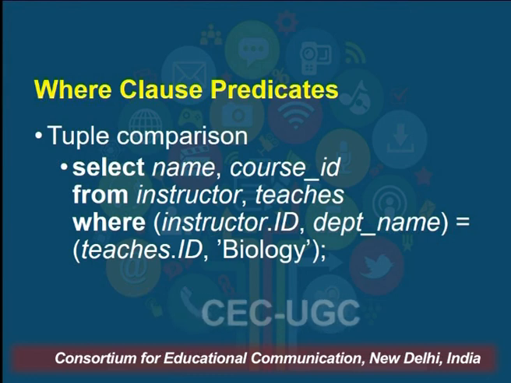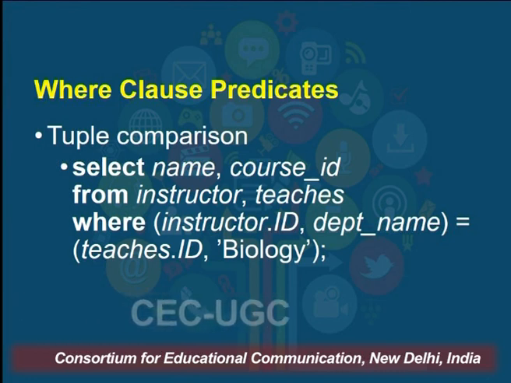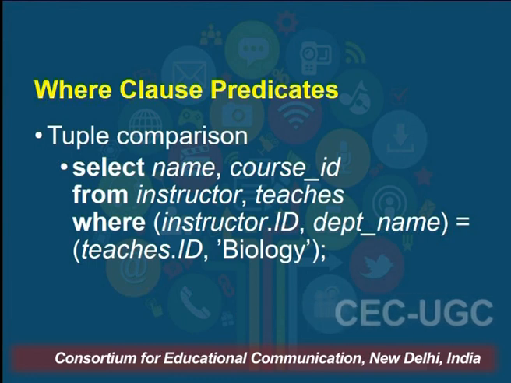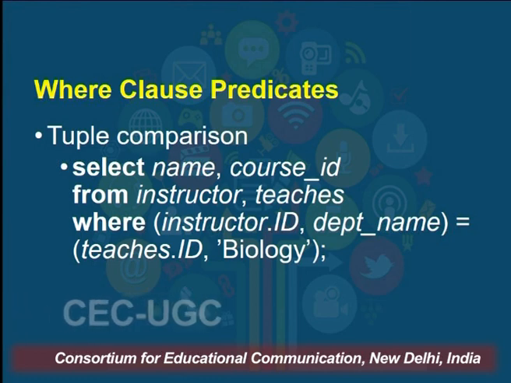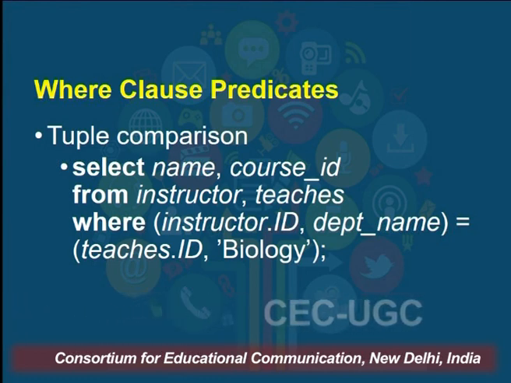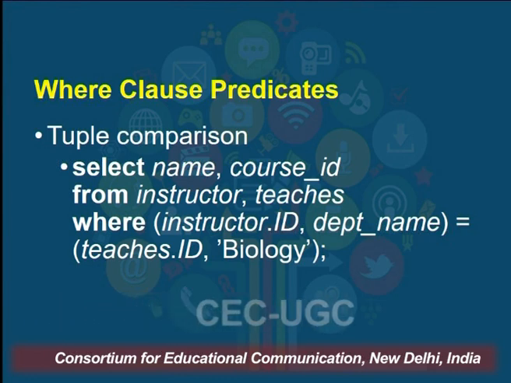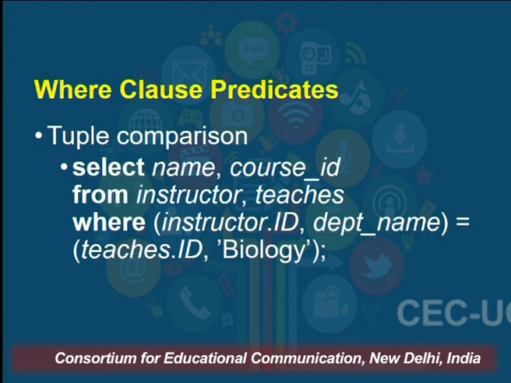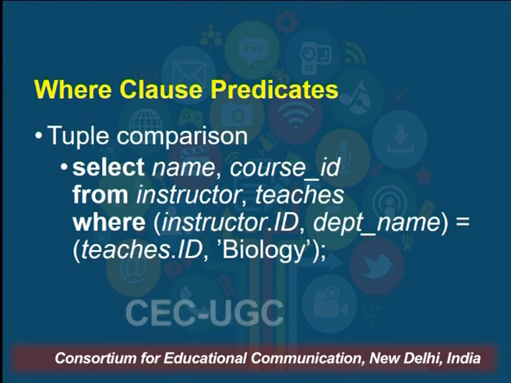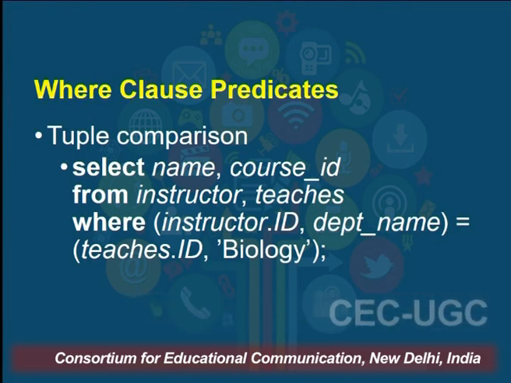Apart from this, the where clause also has other predicates for tuple comparison, not only for numbers. For example, we can have select name comma course ID from instructor comma teaches. Now instructor comma teaches means there is a Cartesian product involved, where instructor dot ID, comma department name is equals to teaches dot ID and biology. So instructor dot ID will be compared with teaches dot ID, and department name will be compared with biology.